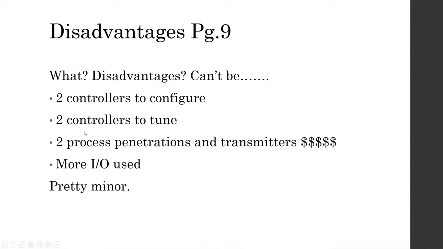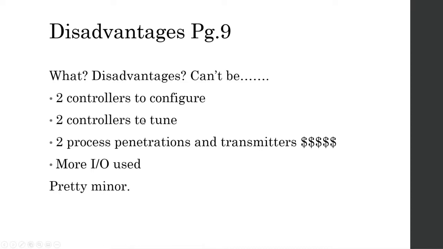We gotta make two process penetrations. We gotta have two transmitters. We're gonna use more I/O. So overall, it's fairly minor, I guess, in overall looking at the benefits that you could get from cascade control.